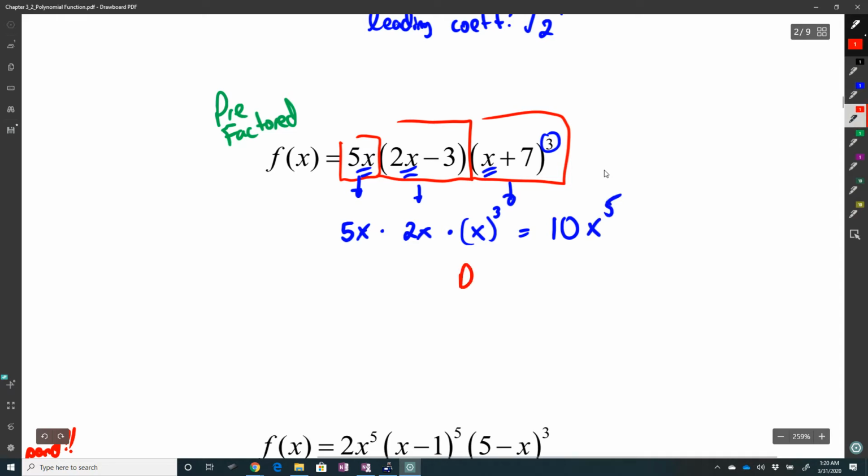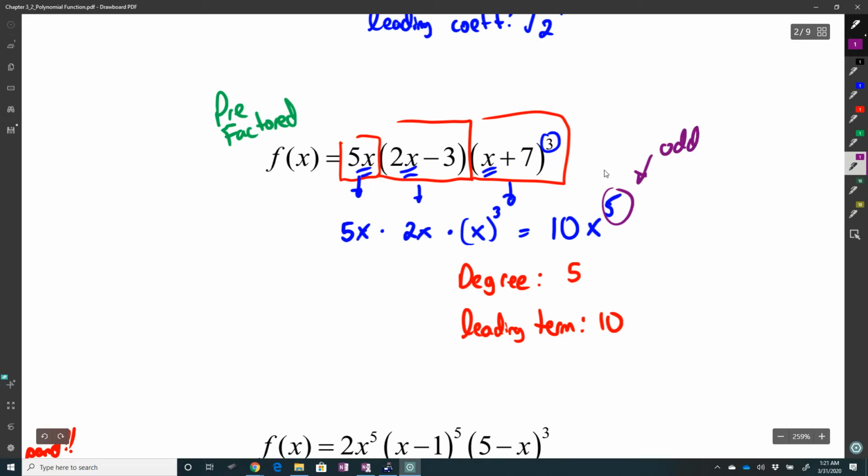And so my degree is 5, and my leading coefficient is 10. And again, because that's odd, I know that my graph has to look like this once I actually do graph it.